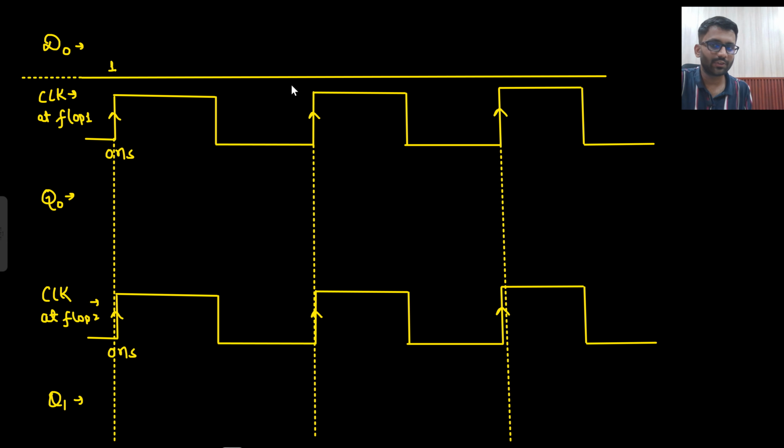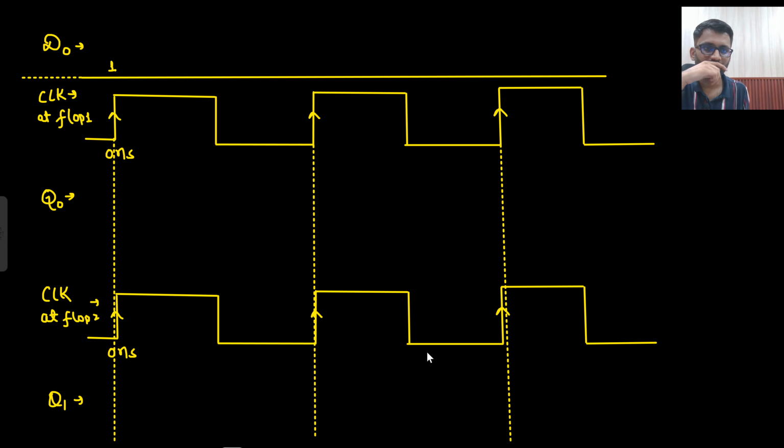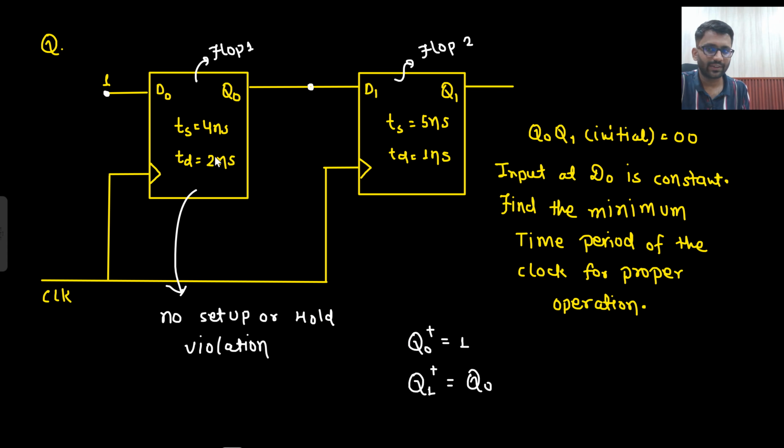So this is my D naught, which is always stable. This is the clock at flop 1. Okay. So what will be my Q naught? This is my Q naught, which is 0 initially. Now there is some delay as well. There is a clock to Q delay of 2 nanosecond.